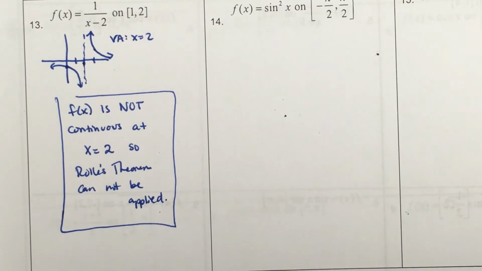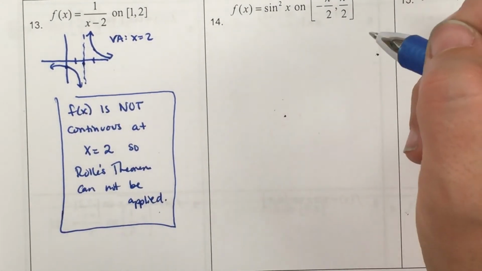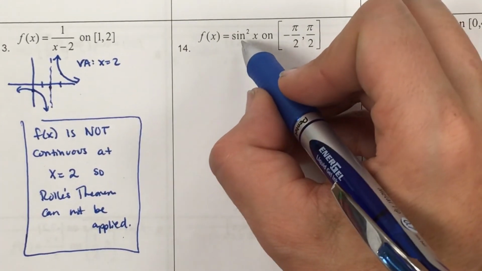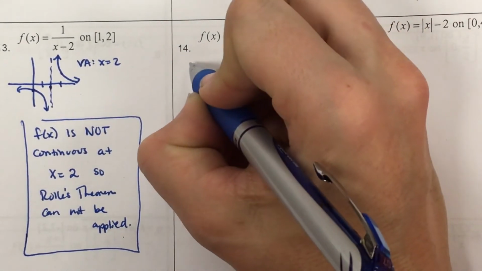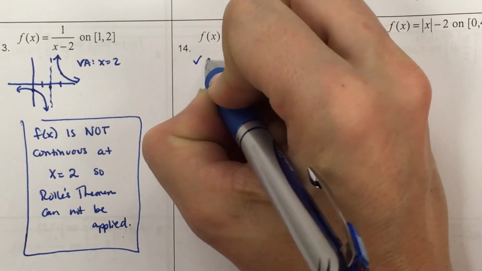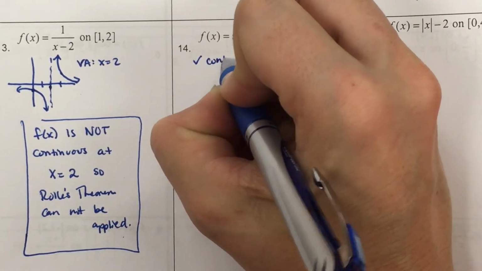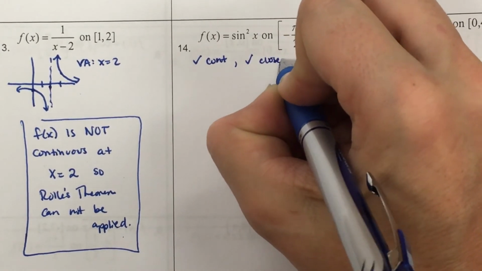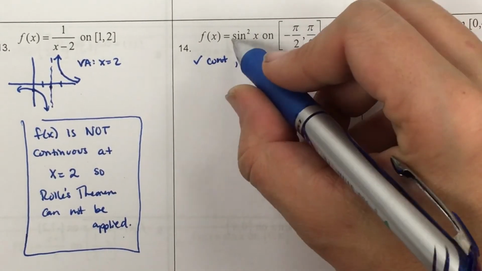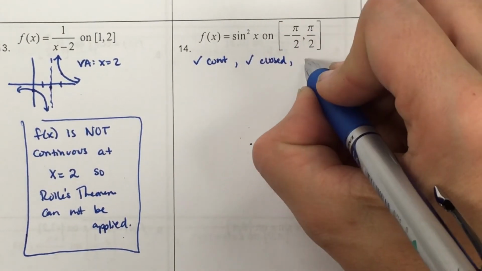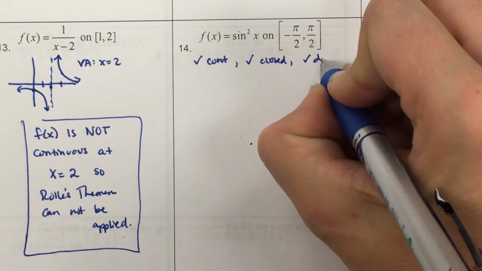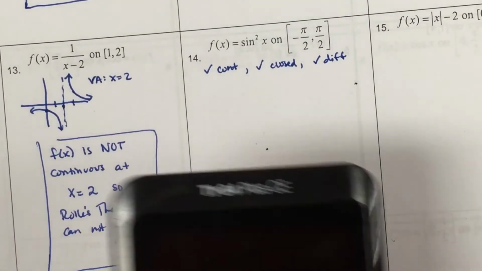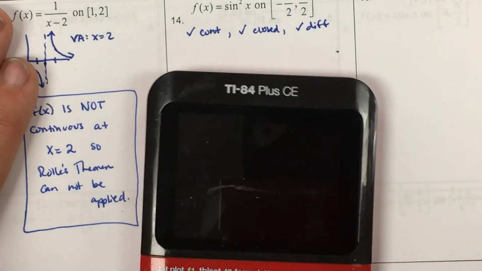All right, number 14. The sine squared graph, well, like sine, sine squared is also a continuous curve. We can say check continuous. It's a closed interval, check closed. And like the sine curve, it's also differentiable. Check that is differentiable. In fact, if you want to see what that looks like, let me sketch that out for you real quick so you can see what the sine squared curve looks like.